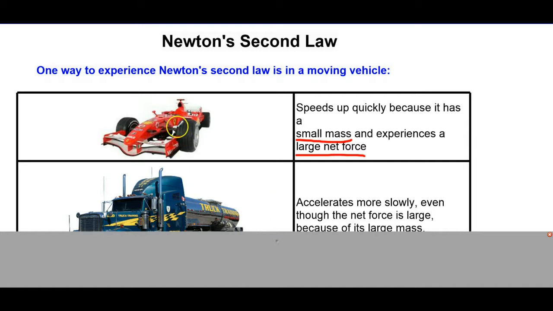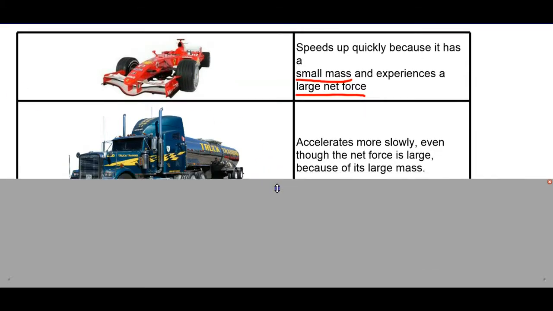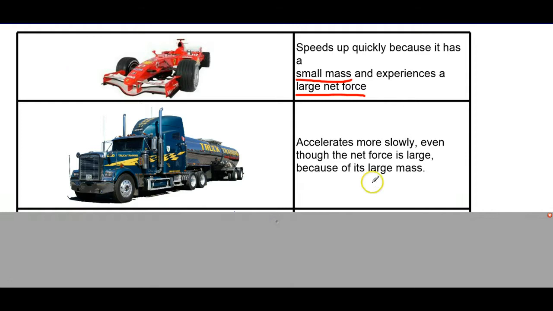Now, let's keep the engine the same. So we have a large net force with a transport truck, right? But its mass has been increased to, let's say, 10 times the amount this sports car has. This transport truck has a much larger mass, even though its engine force might be the same. What happens here? We know that it's going to accelerate slowly.